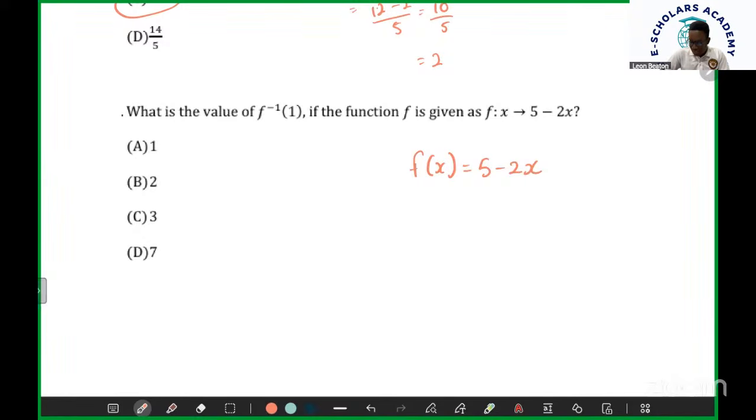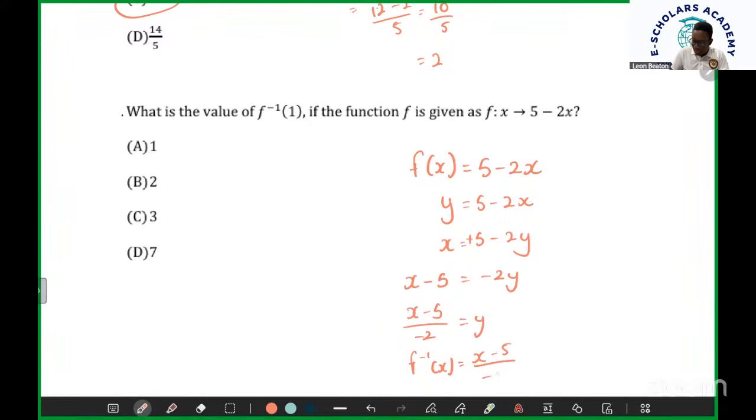We change f of x to y, so y is equal to 5 minus 2x. Then we interchange the x and the y, so x is equal to 5 minus 2y. Then we make y the subject. We take over the 5, it's adding, so it goes over with minus: x minus 5 is equal to negative 2y. Then we take over the negative 2, it's multiplying so it will divide. So x minus 5 all divided by negative 2 is equal to y. So f inverse of x is equal to (x minus 5) over negative 2.